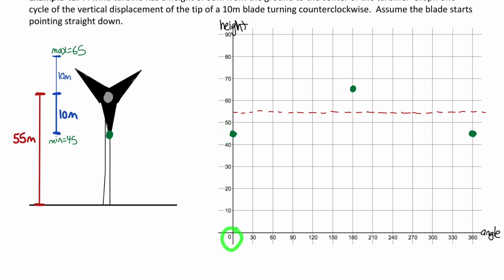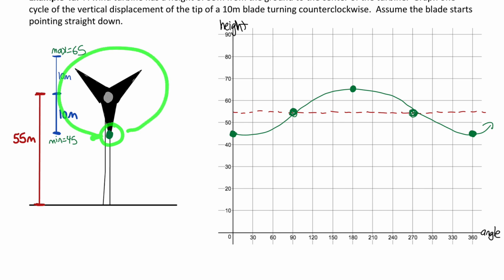So if there's a min at 0 degrees and a max at 180, it'll be at the midline halfway between 0 and 180, which is 90. And then again, halfway between this max and min, between 180 and 360 is 270. And then I can go ahead and connect these points, and then I've got one cycle of this function that shows the height of the tip of this blade right here as it rotates around.